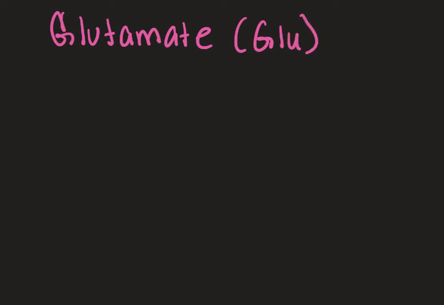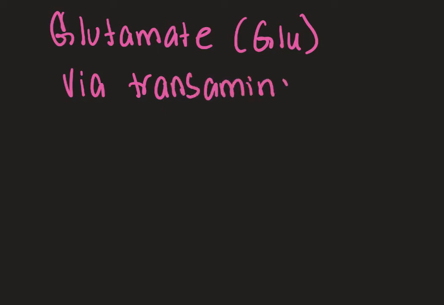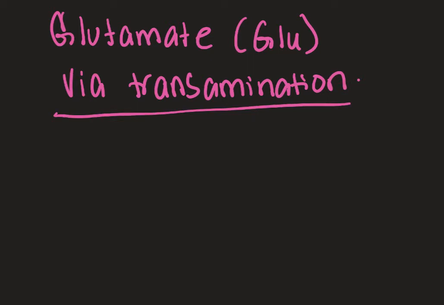Okay, so amino acid biosynthesis. Plants and microorganisms are able to make all 20 amino acids. In amino acid biosynthesis, glutamate is the primary source of nitrogen via transamination. And how this happens is you have your glutamate plus an alpha keto acid.